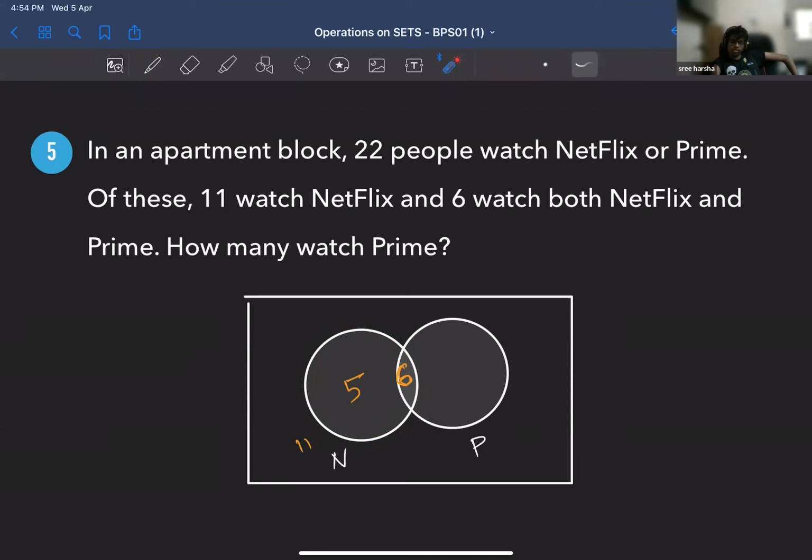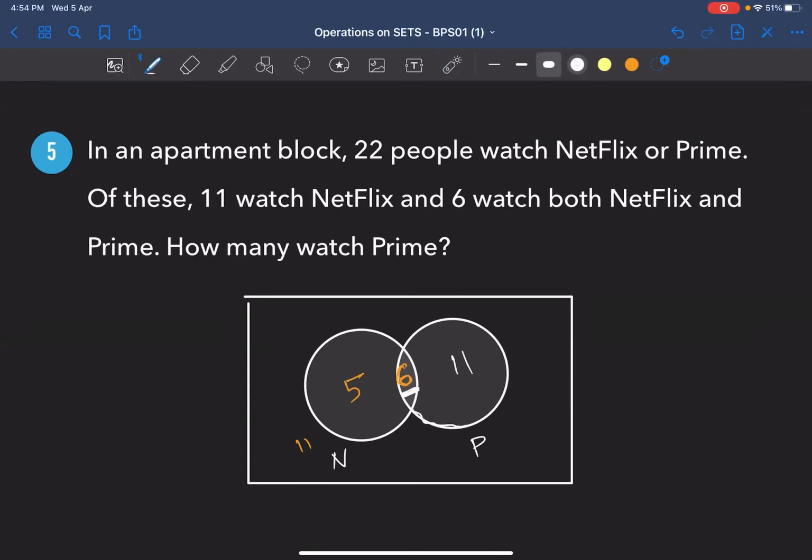11. Sorry, what am I saying? 22 minus 11 is 11 only, not 17. Okay, I think I got biased with the answer. So this is 11. But what is the question? This 11 represents people who watch only Prime. Yes, sir, 17. Okay. So there are people who watch Prime and Netflix, 6. So overall, how much has it become? 17. So 17 should be the answer.